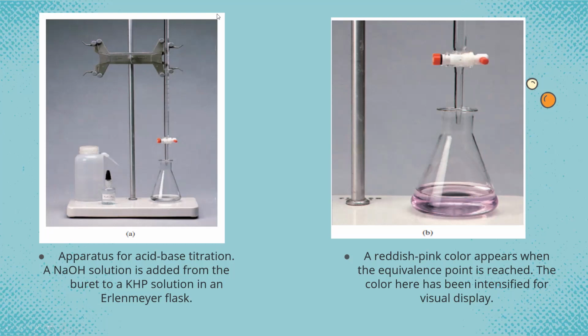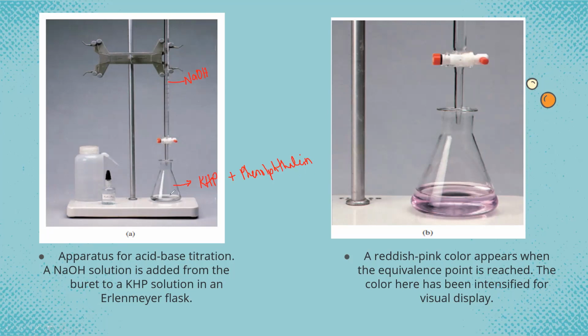So in the burette, again, you will place here the sodium hydroxide solution. And in the Erlenmeyer flask, this is where you place the potassium hydrogen phthalate plus the indicator, which is phenolphthalein. So phenolphthalein is one example of an indicator. Marami tayo actually indicator. Pwede din nating gamitin.